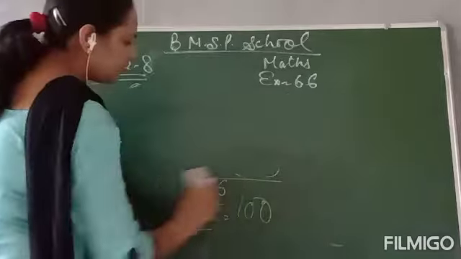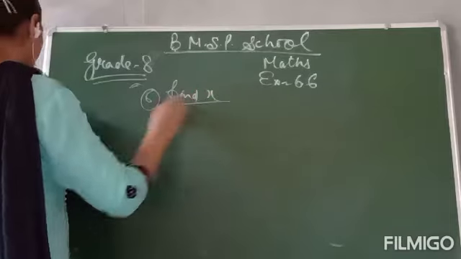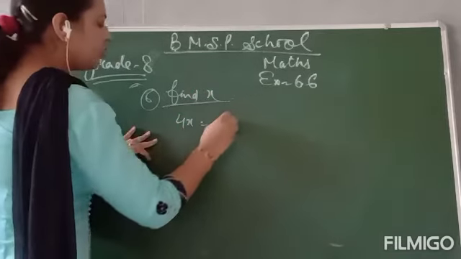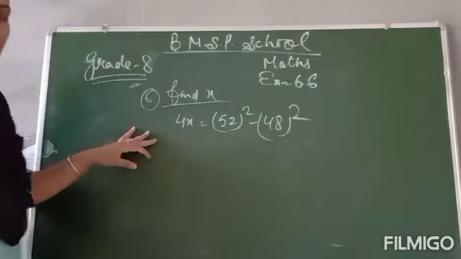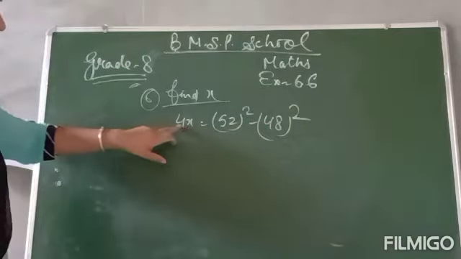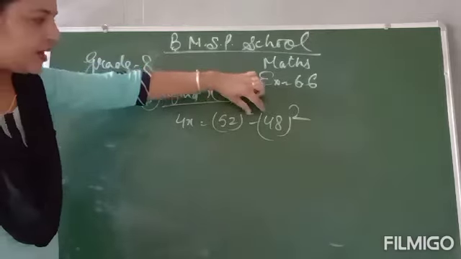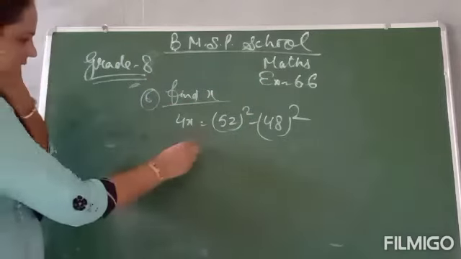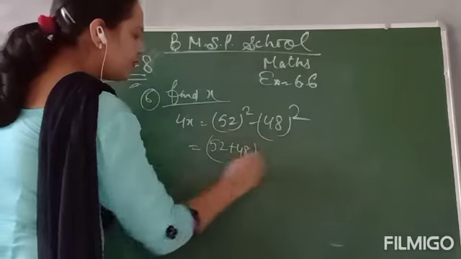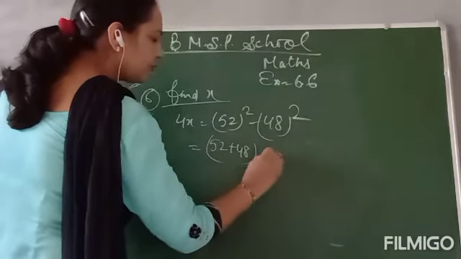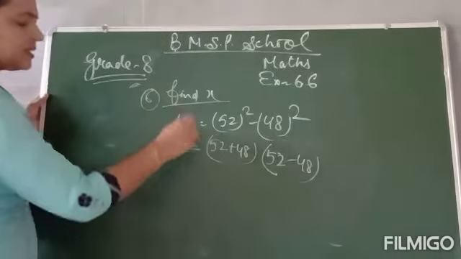Okay, now sixth part. Find x. They have given 4x is equal to 52 square minus 48 square. We have to find the value of this x. 4 into x they have given. So look at the statement, a square minus b square. Same. Now what will we do? We will add one time and we will subtract one time. 52 minus 48. Here is 4x as it is.